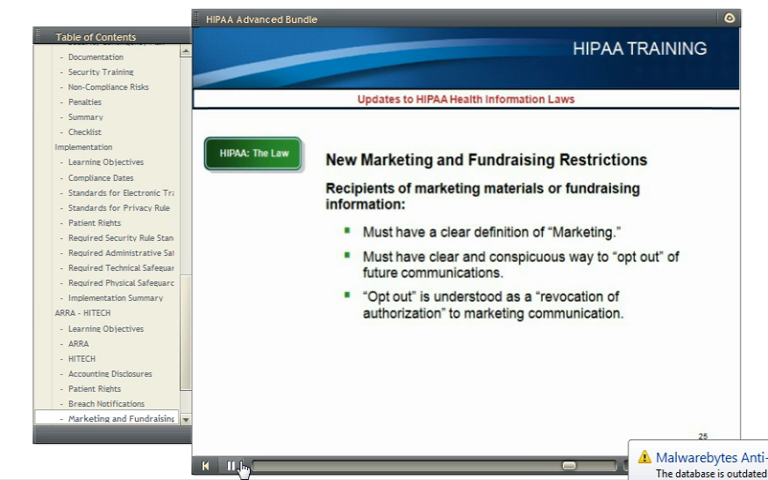New marketing and fundraising restrictions. Recipients of marketing materials or fundraising information must have a clear definition of marketing. They must have a clear and conspicuous way to opt out of future communications. Opt-out is understood as a revocation of authorization for marketing communication.